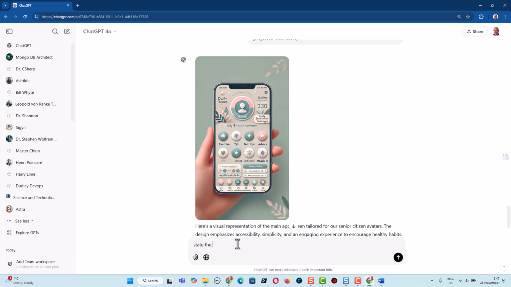State the code class hierarchy diagram for an Android Kotlin app to deliver this.